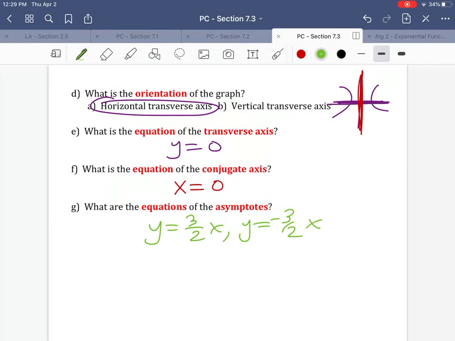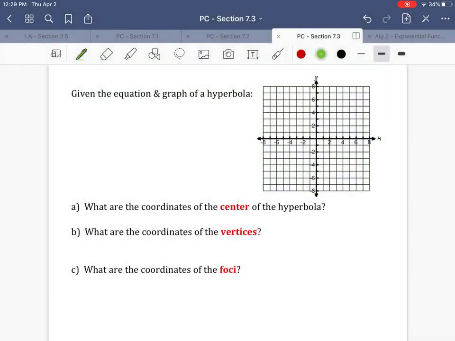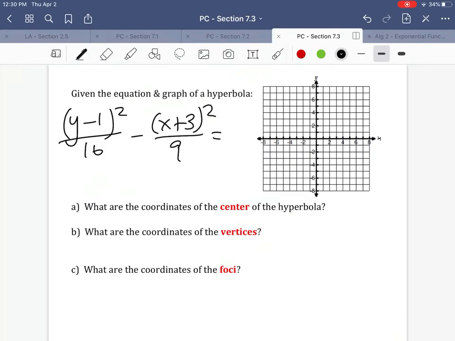All right, so that's basically it. But then let's go do one more example that gets a little bit harder because the center is getting moved around. All right, so this one, the equation for us here, is y minus 1 squared over 16, minus x plus 3 squared over 9 equals 1.